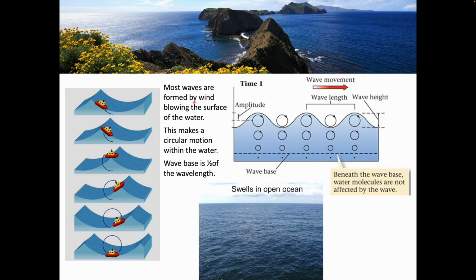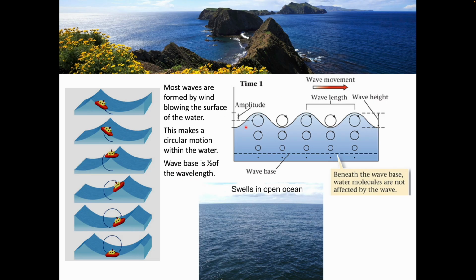Most waves are formed by wind blowing against the surface of the water. This makes a circular motion within the water that we call orbitals. The largest orbitals are at the surface and encompass most of the body of the wave, and then you have smaller orbitals beneath that that extend down into the water. The depth at which the wave is no longer affecting the water is called the wave base, and the wave base is defined as 1/2 of the wavelength.